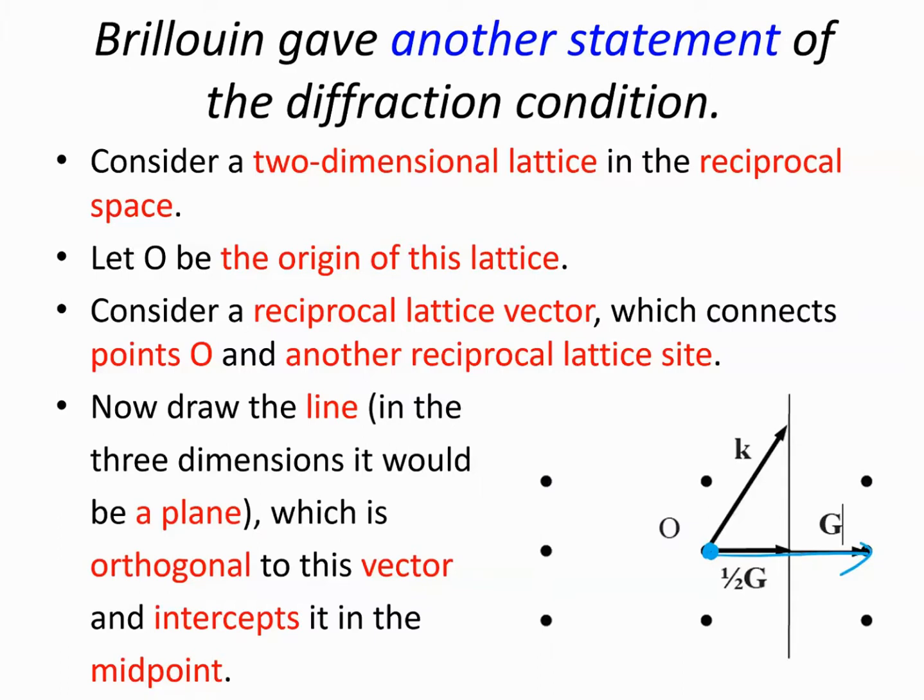Then now you draw a line. In 3 dimensions it will be a plane, but in 2 dimensions it's a line, which is perpendicular to the vector and intersects it at the middle point. Same as the Wigner-Seitz cell, at the middle point you draw one line perpendicular to the previous line. Okay.